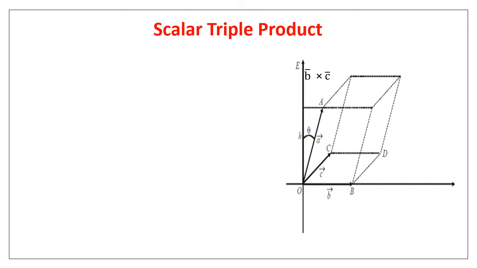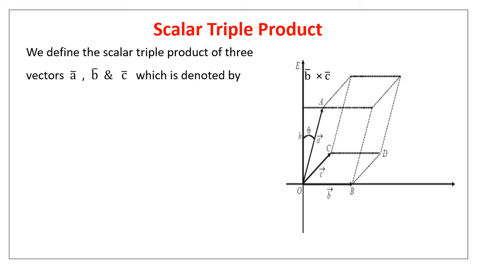Scalar triple product. Look at the diagram, student. We define the scalar triple product of three vectors a bar, b bar and c bar, which is denoted by in box a bar, b bar, c bar, and is defined as a bar dot b bar cross c bar. See, student, b bar cross c bar is the perpendicular vector to the plane of b bar and c bar. If we take a dot product with a bar, it gives us a scalar quantity. Therefore, a bar dot b bar cross c bar is called a scalar triple product.